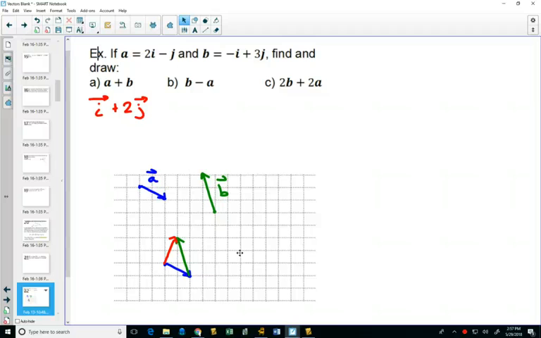So if we have B minus A, here's B. I'll start it there. And minus A would be A, but in the opposite direction. If we look at the resultant here, we've started here and we ended here, which means we've gone 3 to the left and 4 up.